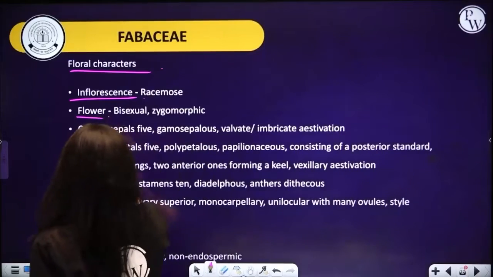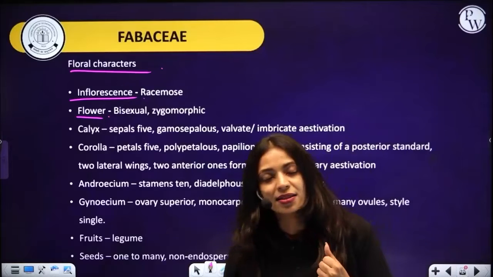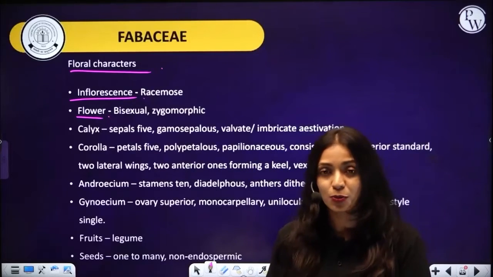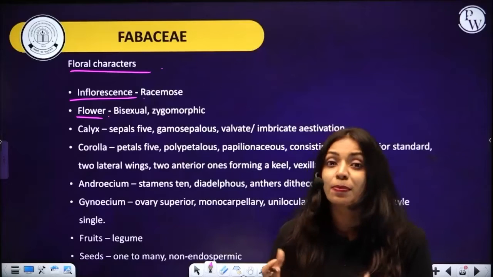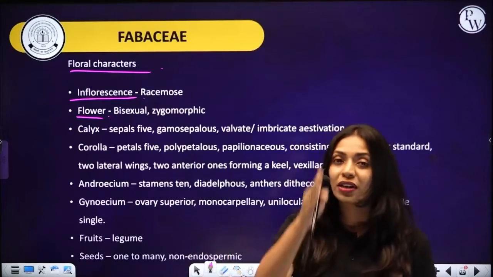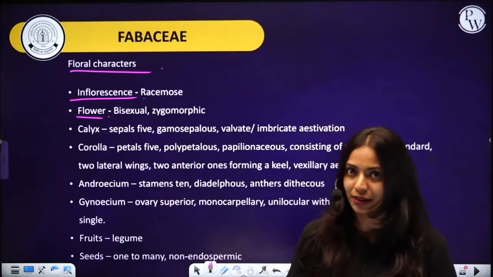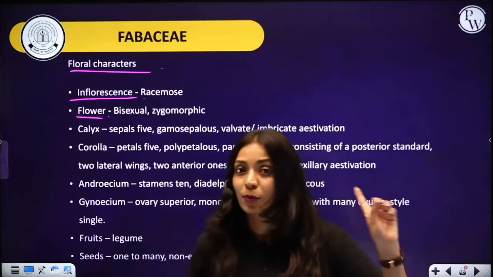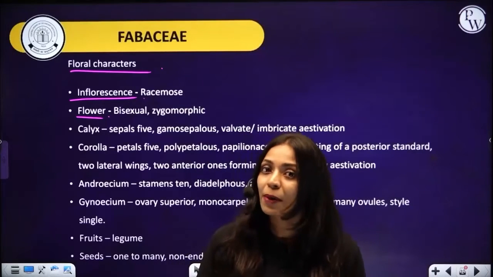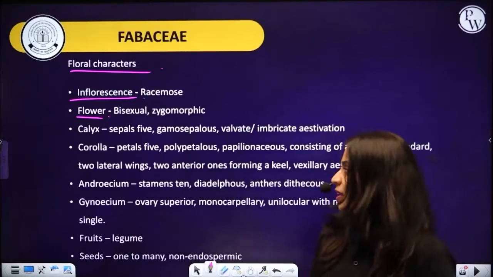Talking about the flower. Flower is bisexual, which means it has both androecium and gynoecium. It is zygomorphic as well, which means it is bilaterally symmetrical. You can get two equal halves of this flower only if you cut it by one vertical plane that passes through the center. If you remember, when I spoke about zygomorphic condition in the previous class, I gave you examples of members belonging to the Fabaceae family or pea family, right?